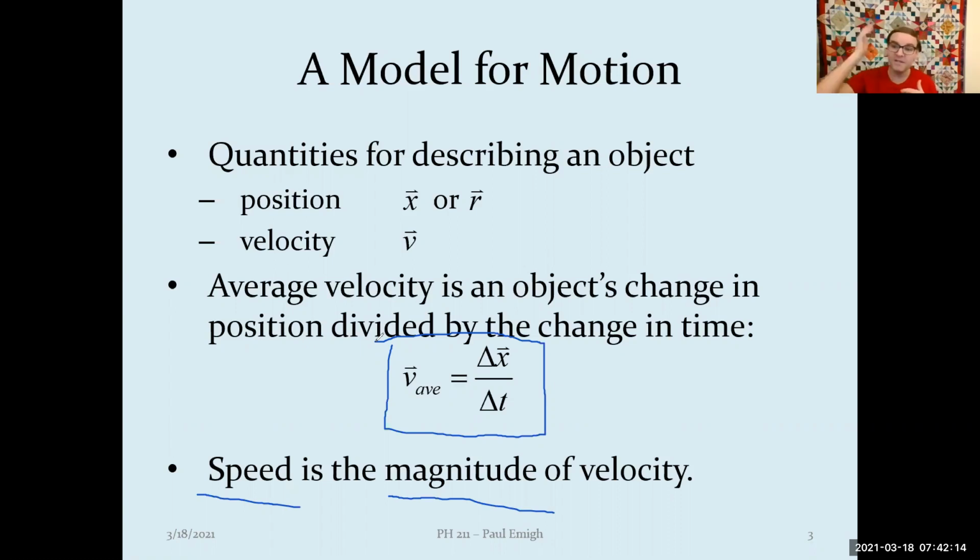But we're going to explicitly quantify it here. And that is that the average velocity of anything is equal to the change in that thing's position divided by the change in time that it takes to move from one position to the other.